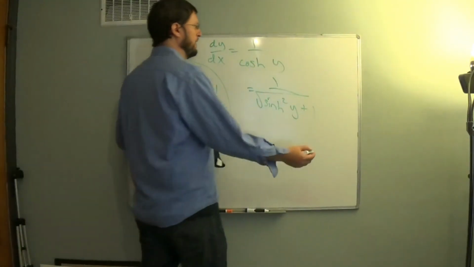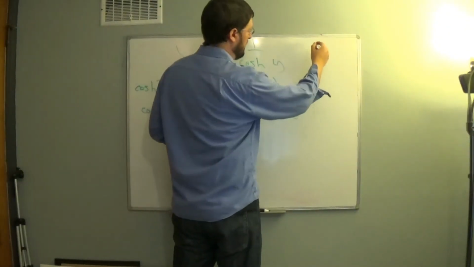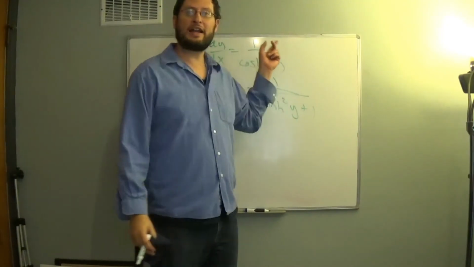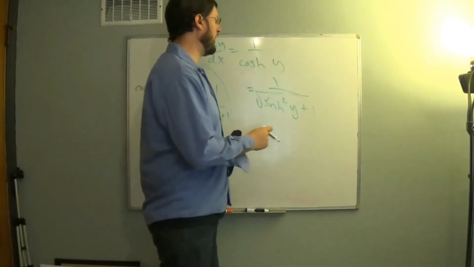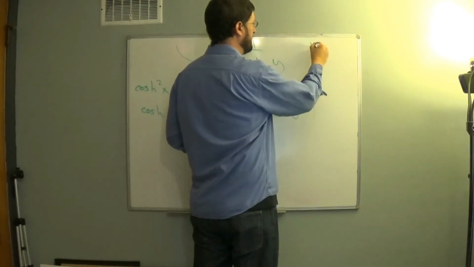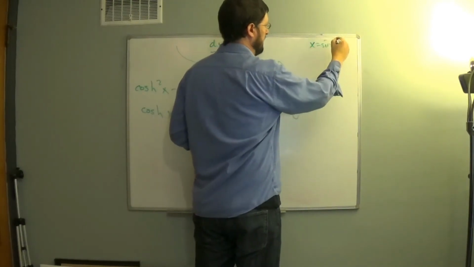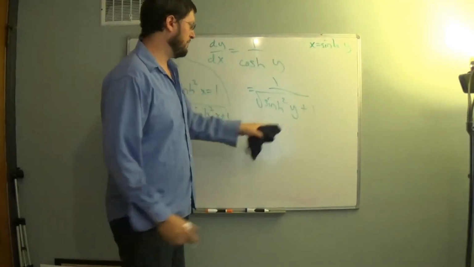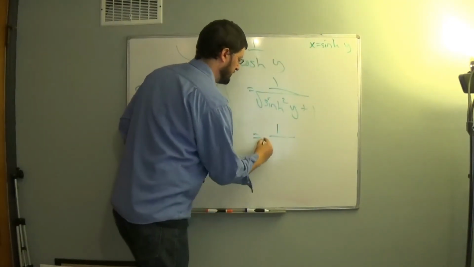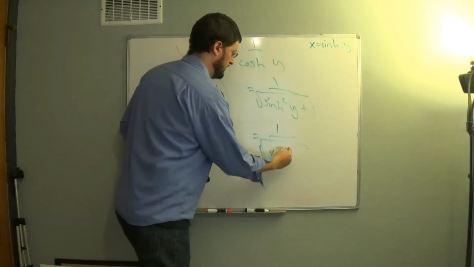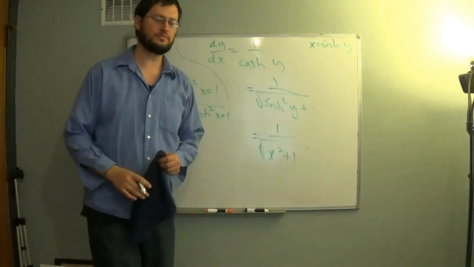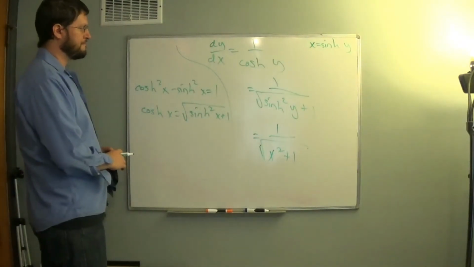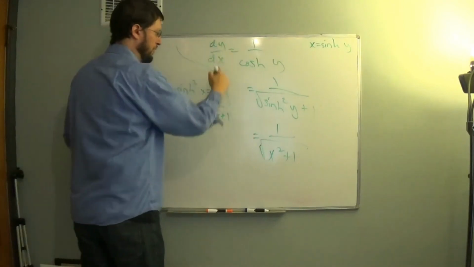Alright, that's good, but remember that we started with y equals sinh inverse of x, then we switched the x and y's, so we actually had x equal to sinh y. Since x is equal to sinh of y, that means that this is 1 over the square root of x squared plus 1. And that is the derivative, dy/dx.